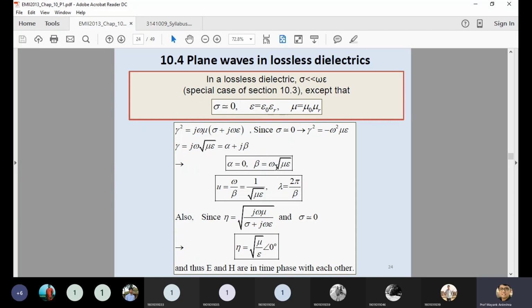How can you identify it? Just see the expression of gamma square. Gamma square, this is the general equation: gamma square is equal to j omega mu sigma plus j omega epsilon. Now if I put the conductivity as 0, then you get gamma square equal to minus omega square mu epsilon. Okay. So for the lossless dielectric, I can easily identify that the attenuation is 0.